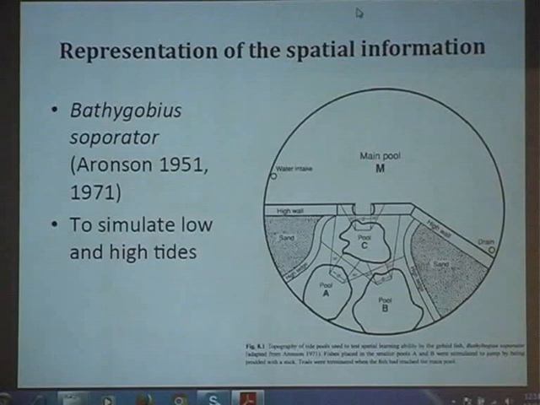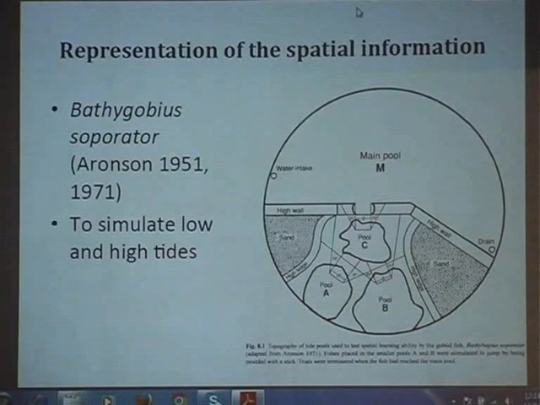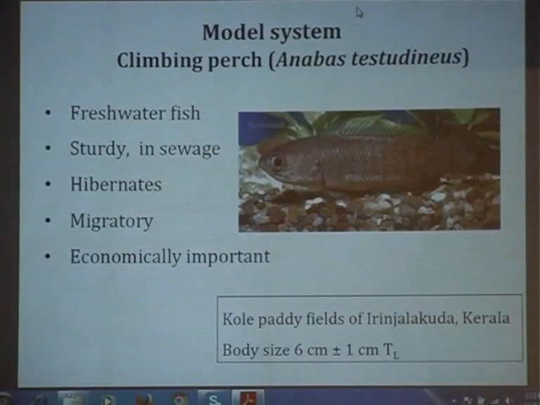So a recent study analyzing the utilization of spatial information in fishes shows that they can learn and change the spatial map, or cognitive map, of the routes they learn. So we tried to do another thing using our model system, climbing perch. We tried to test another thing, that is decision making. In decision making, an animal has to evaluate two cues, and according to the value available, it has to reach a decision.